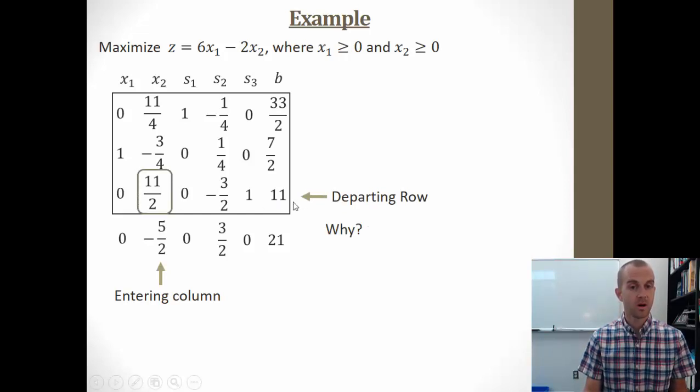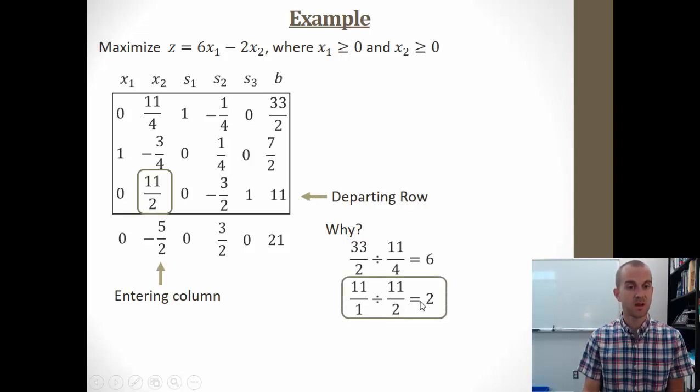So again, why is that the case? 33/2 divided by 11/4 is 6. I can't do the middle row because that's a negative, and I've already created a pivot here, but that negative value makes it not possible. So I'll look at the third row, and 11 divided by 11/2 is 2, and 2 is my smallest value.